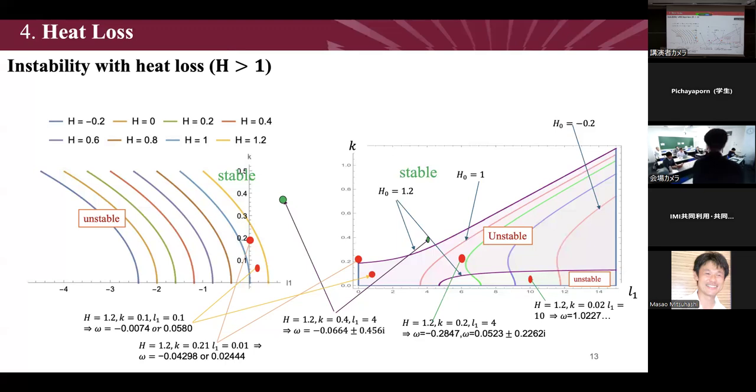So this diagram shows only whether the real part is positive or negative. Unstable or stable means you're only talking about the real part. So it may be interesting to show the border between complex and just real roots. I see. Thank you.